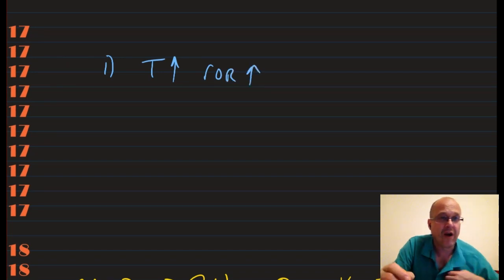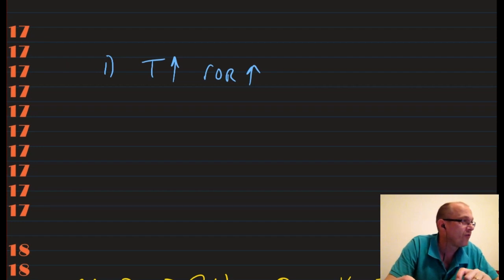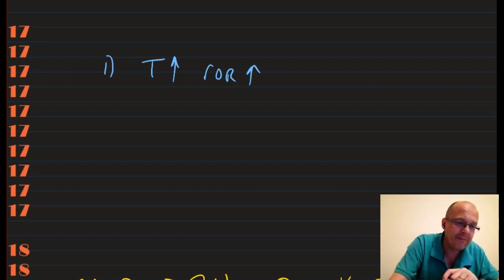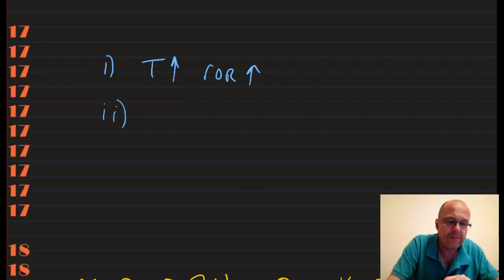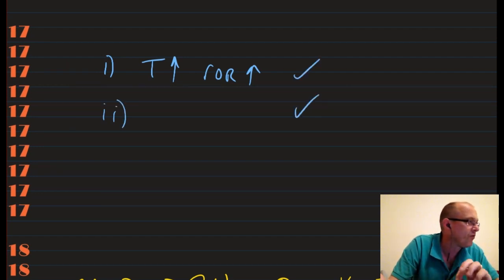More collisions per unit time and more energy for each collision. What about if you increase the concentration of the hydrochloric acid? Yep, if you increase the concentration, there's more collisions per unit time. So 1 and 2 is correct.